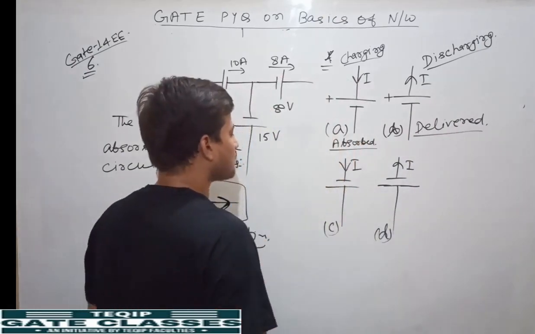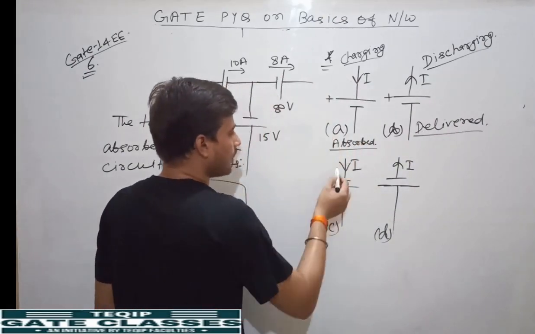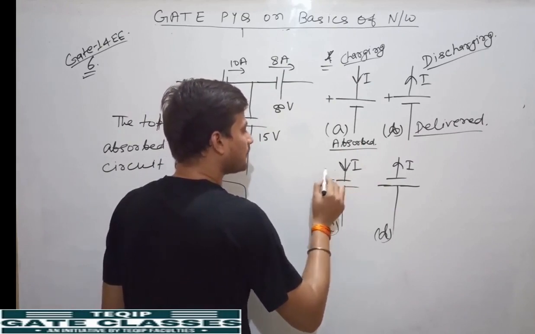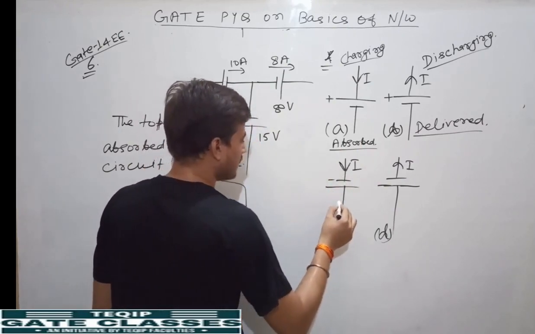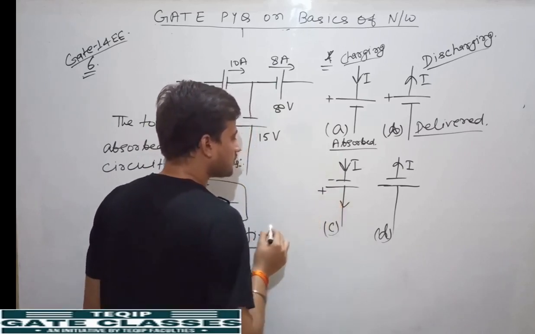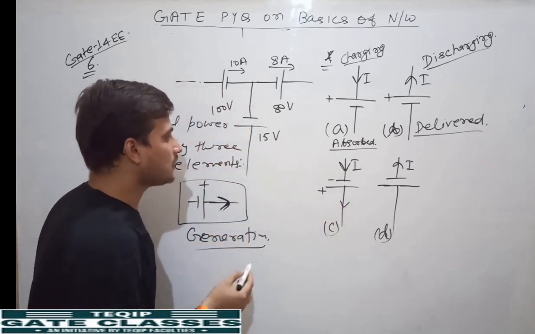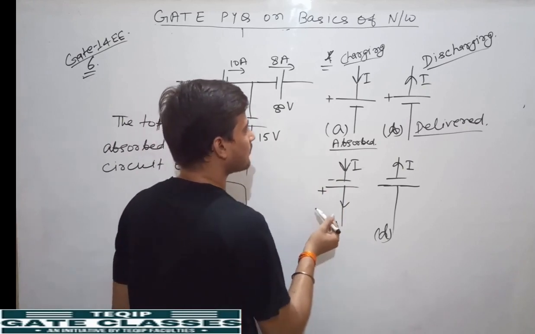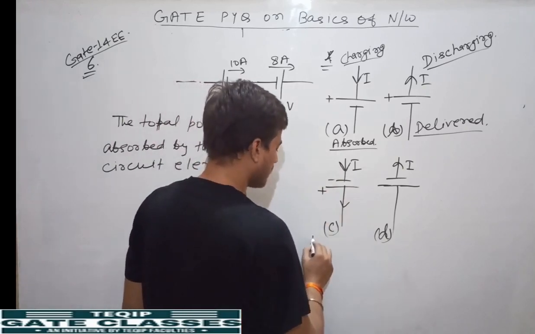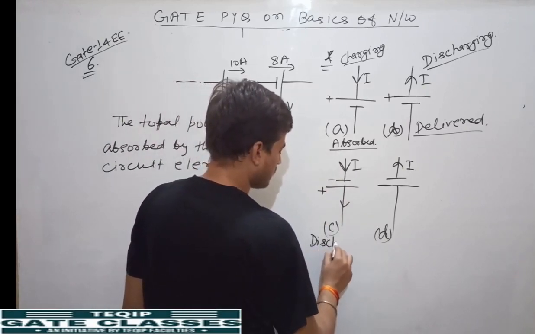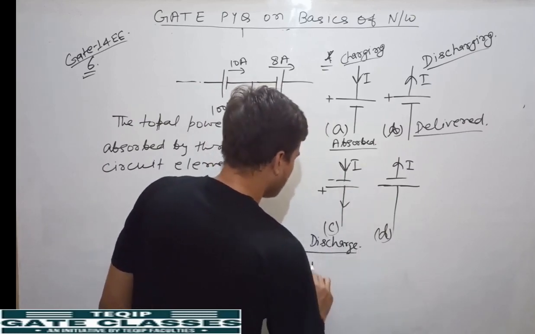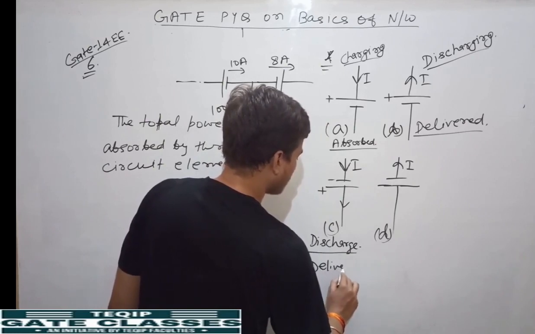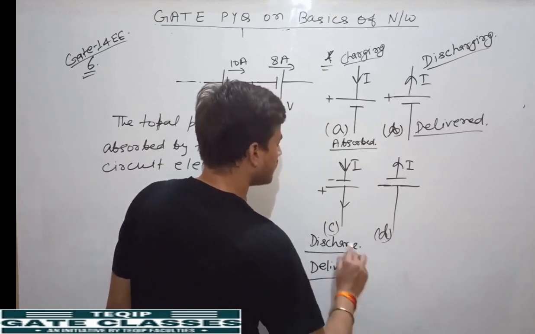Come to this point. Here what you see? Current is entering the negative terminal, and it means current is leaving the positive terminal. So when current is leaving the positive terminal, that means the battery is being discharged, and power is being delivered by the battery.